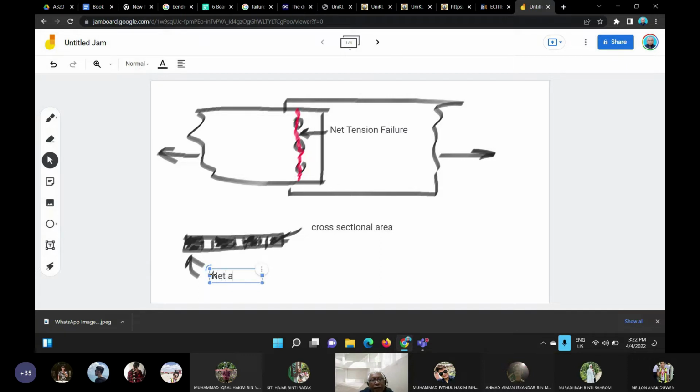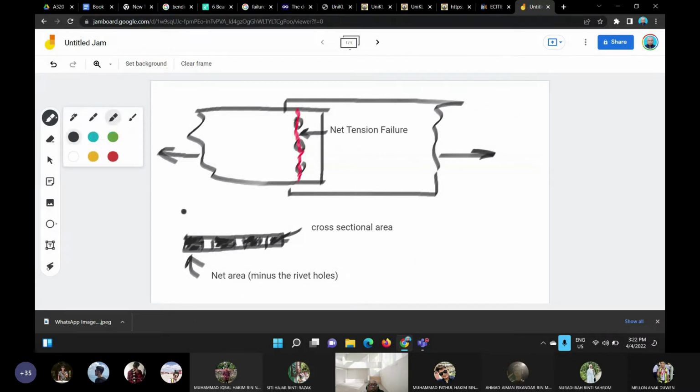Net area, because it has minus the rivet holes. That's why we call it net tension. Because now this area is smaller, okay, than with no hole, this area. Now as you drill a hole, the area becomes less.